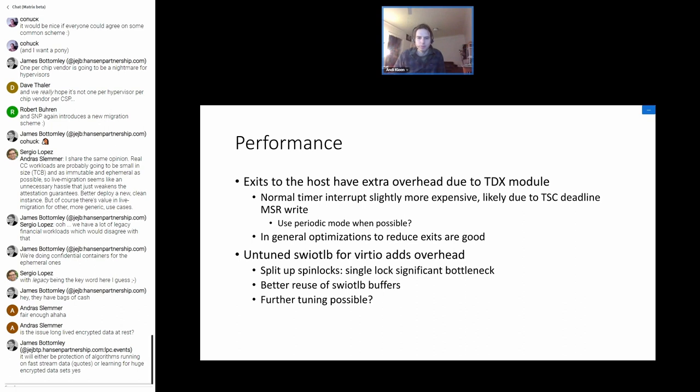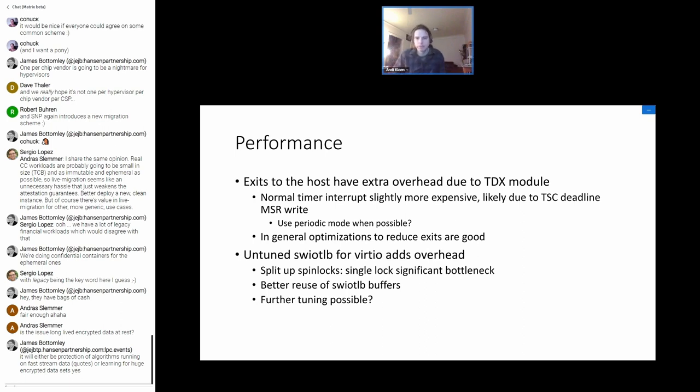So in general, any optimizations that reduce exits are good. We've been looking at various things. For example, one thing we noticed is that when you just run something CPU intensive, which doesn't do a lot of I/O, then you have a little bit more overhead.